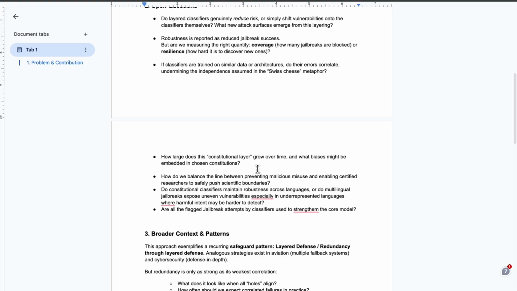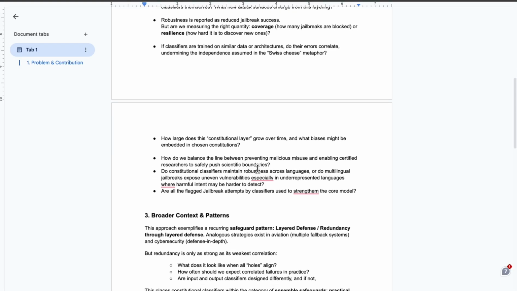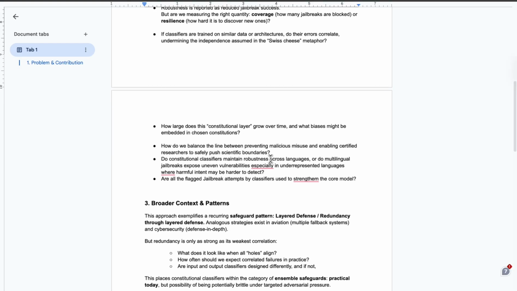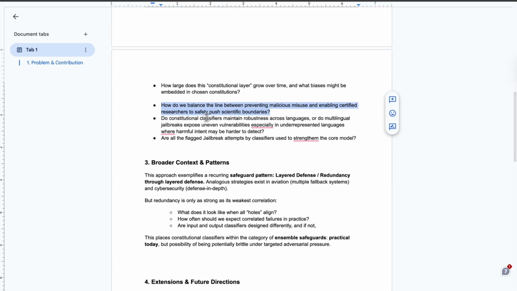Another interesting question would be, what happens if the constitution gets updated, maybe maliciously, and it allows something to bypass? How easy would it be to detect that this is going through because the constitution allows that? And now we have an interesting dependency on a constitution. So that introduces a new form of interesting complexity. How do we balance the line between malicious use and enabling certified researchers? For this one, the paper specifically said non-expert users. So this is partially answered. It's just for non-expert users, and how LLMs with advanced capability can make them very, very effective.